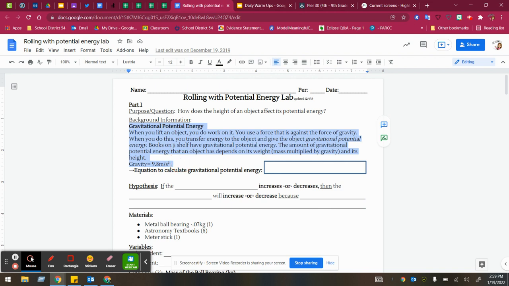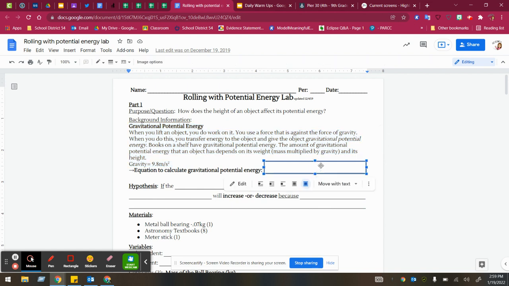Once you're completed with that, make sure you go through and you read the background information for gravitational potential energy. The first thing that you had to fill in or complete in part one was your equation for gravitational potential energy. And remember, we've spoken about it at this point. Gravitational potential energy is mass times gravity times height. So that's what you're going to be using to fill in the box here.